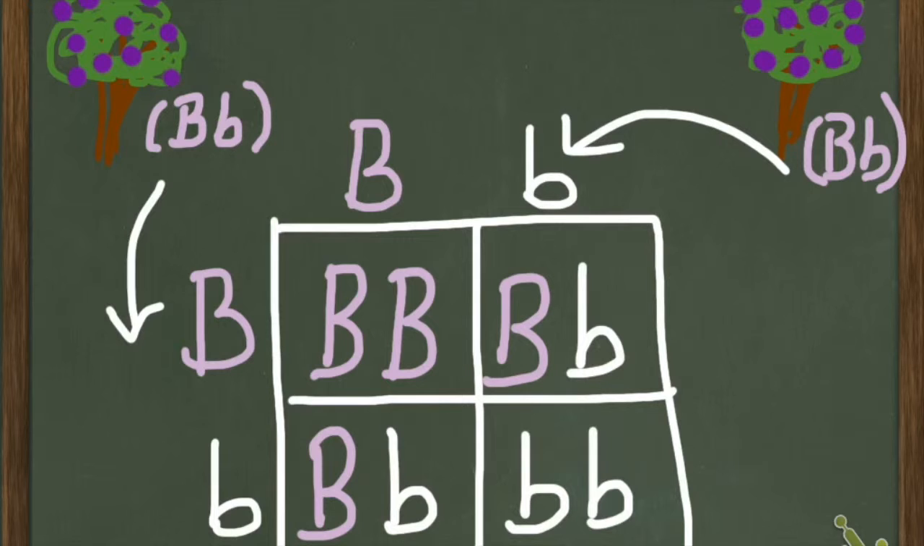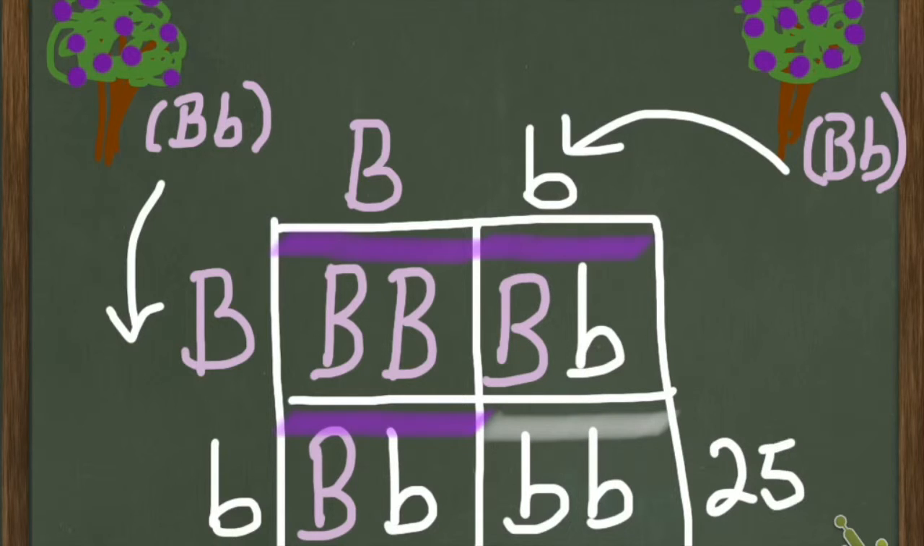So your results, in the top left box you'll have 2 capital B's, or a purple flower. In the top right box you'll have a capital B, a lowercase b, which will still be a purple flower. The left lower box will be capital B, lowercase b, again a purple flower. And the lower right box will be lowercase b, lowercase b, which means it'll be a white flower.